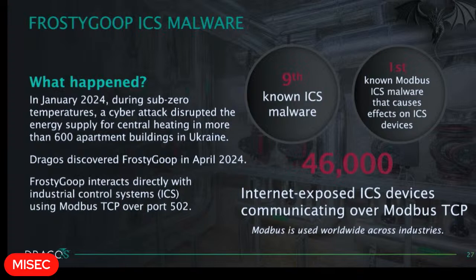This one's named Frosty Goop. We named this one, and I apologize. No, I don't. The reason we named it this is it was used to target 600 apartments in Ukraine in the middle of winter, and it targeted their heating system. So that's where the frost part comes from, and it was written in Golang, so that's where the goop comes from.